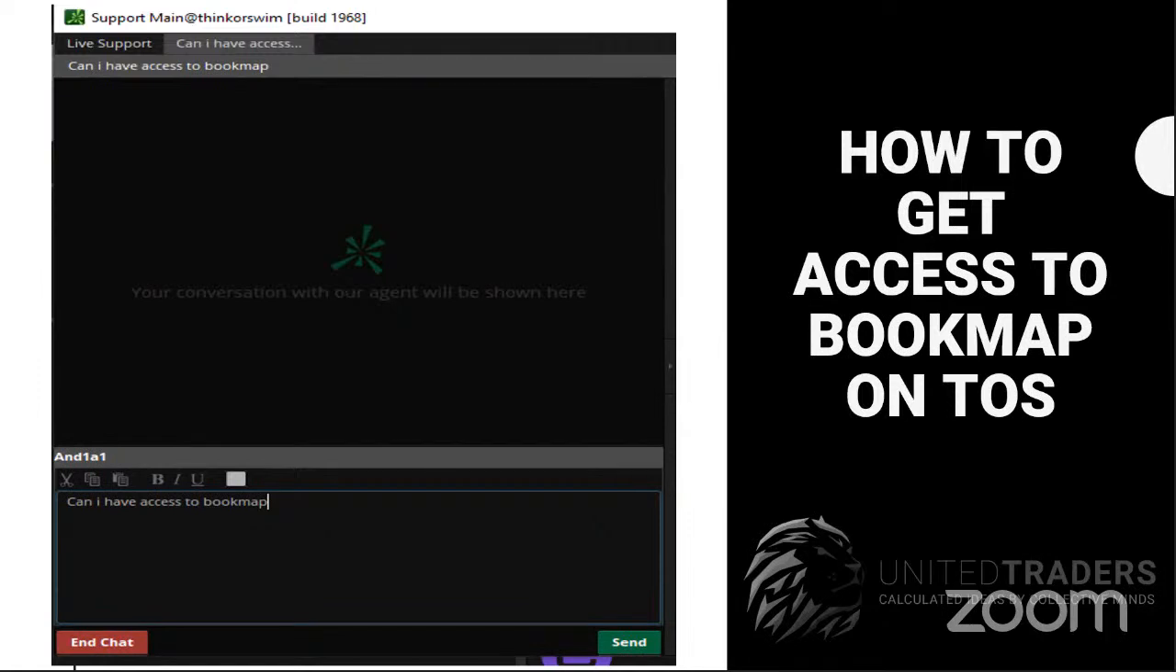Here I wrote down, it's very simple. Can I have access to Bookmap? You hit that send, and within like an hour or two, their customer service, which works during regular trading hours, will get back to you and ask if you want the free version or the paid version.